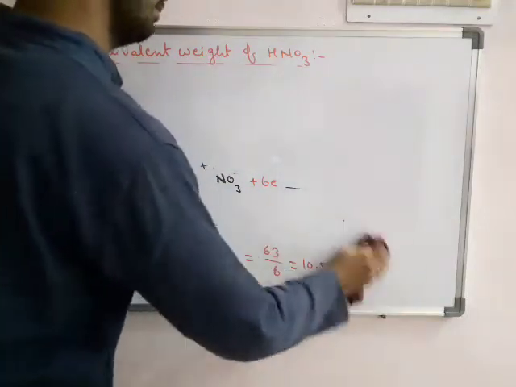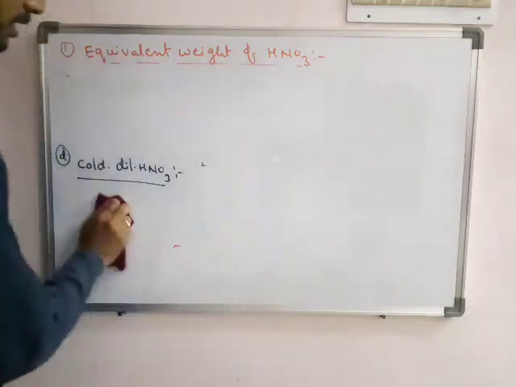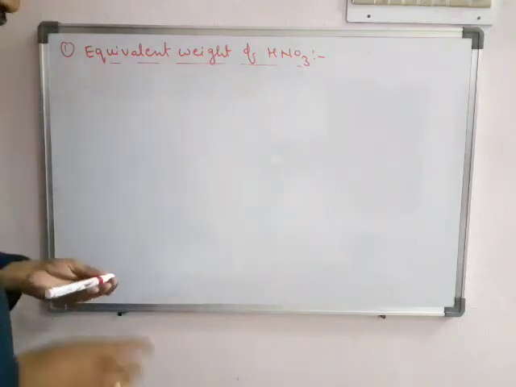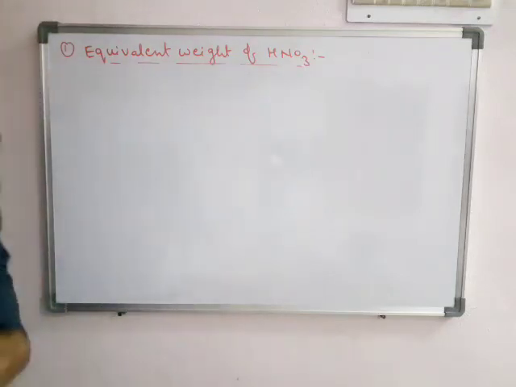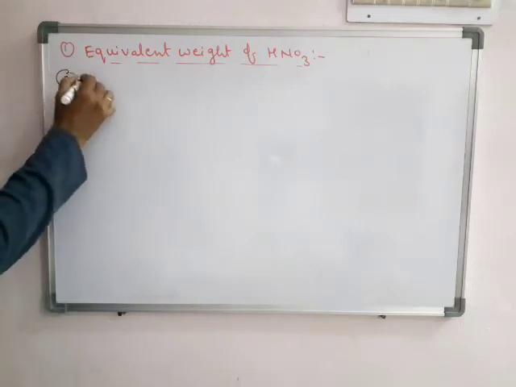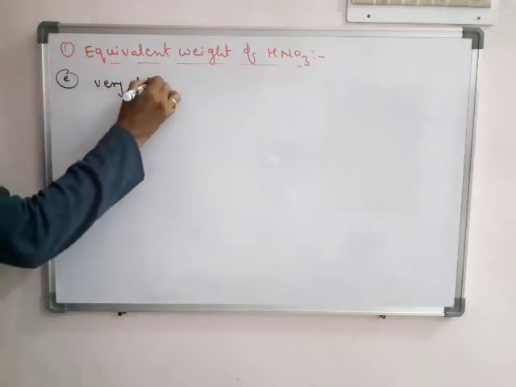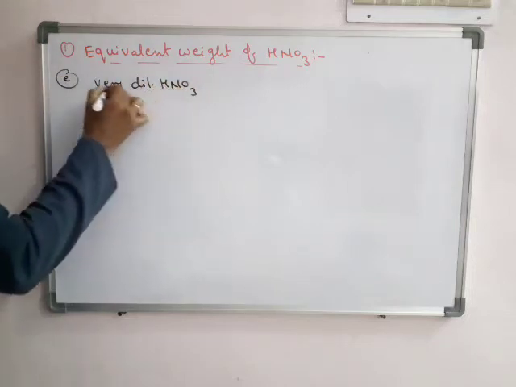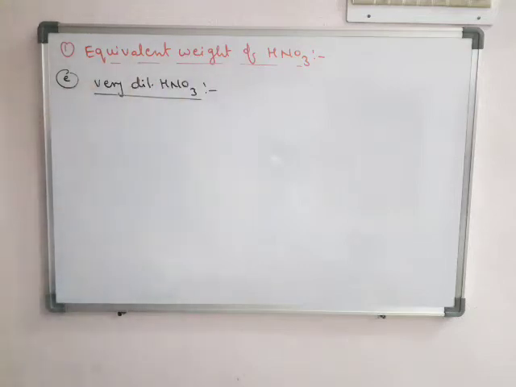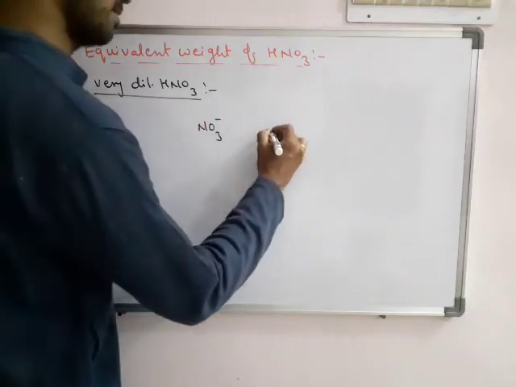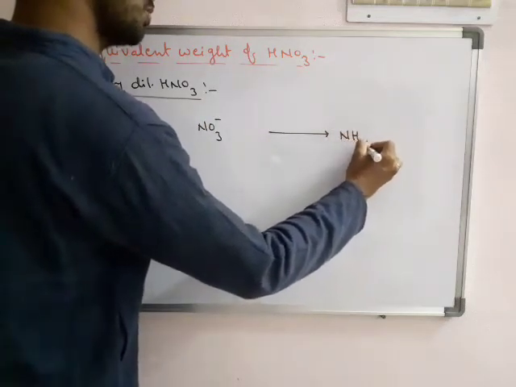So one more observation is also given. If you take very dilute, meaning the total concentration of HNO3 is negligible, that is taken as very dilute nitric acid. If you take very dilute nitric acid, it is observed that NO3 minus changes into the ammonium ion.